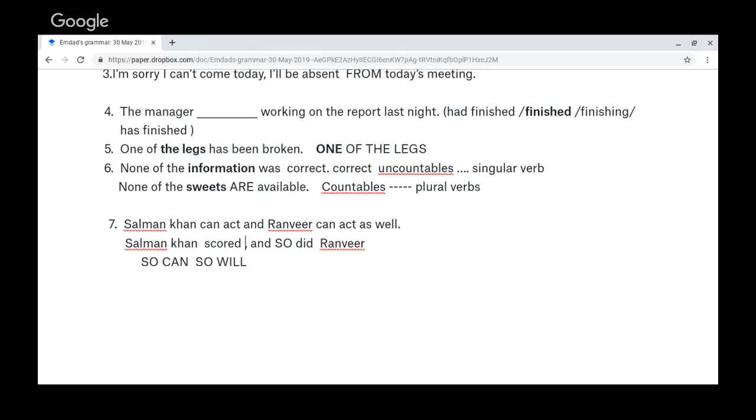Is it clear? How about this? Salman Khan has scored. Oh, Salman Khan, kyun use kar rahe hain? It sounds odd. So let's make it Khan. Khan has scored. So did. Can I use so did here? Batao. Kya hoga? Easy. Salman Khan has scored. So has Ranveer. How easy is it? Salman Khan has scored. So has Ranveer. Matlab kya hua? Khan has scored. Ranveer has also scored. Is it clear? So can. So will. Now how about this?